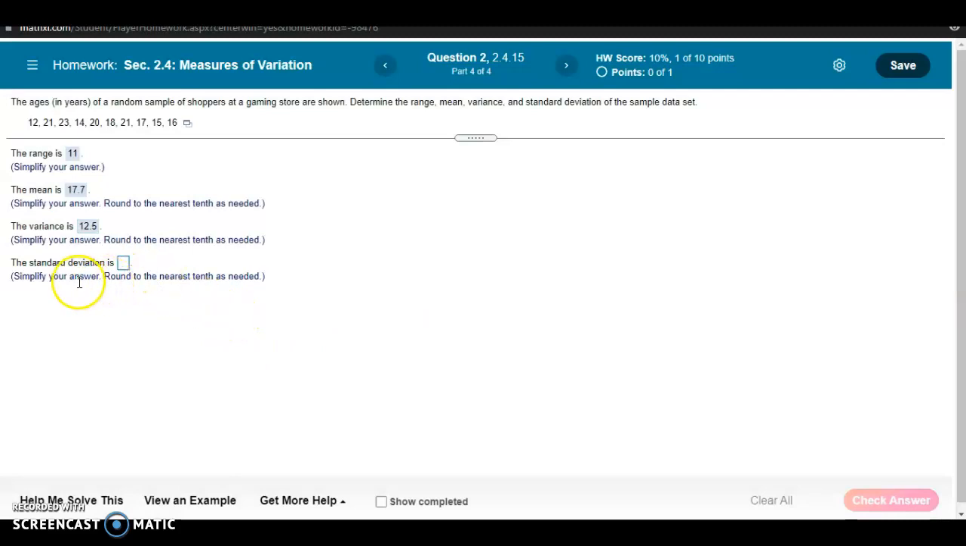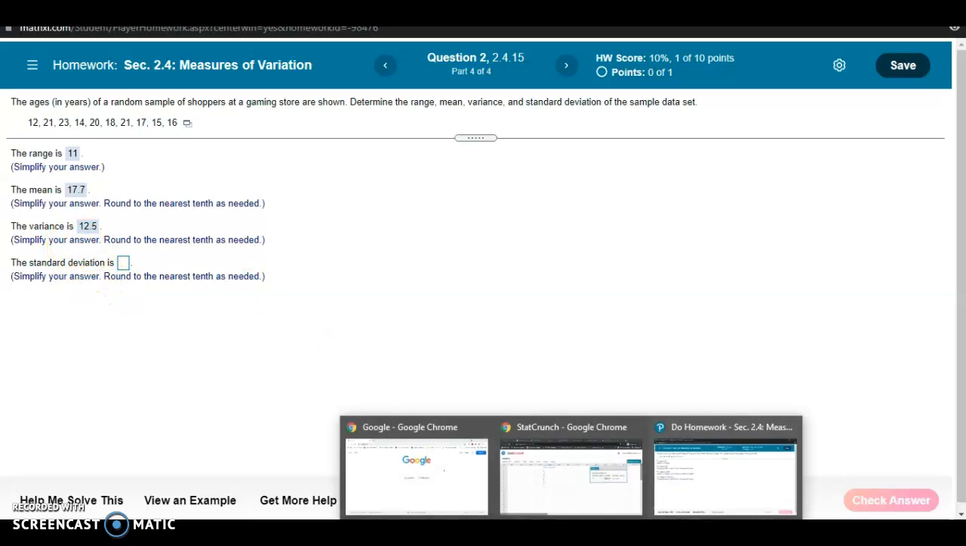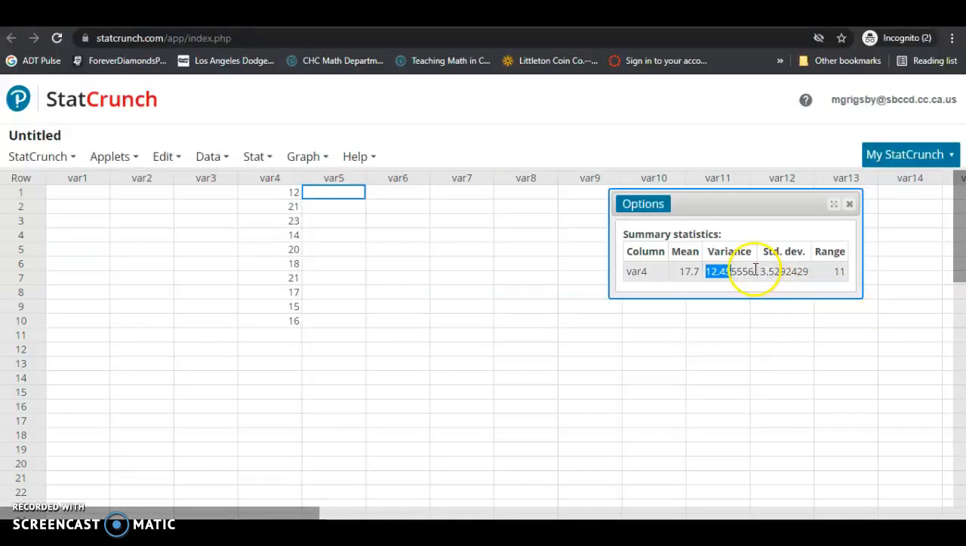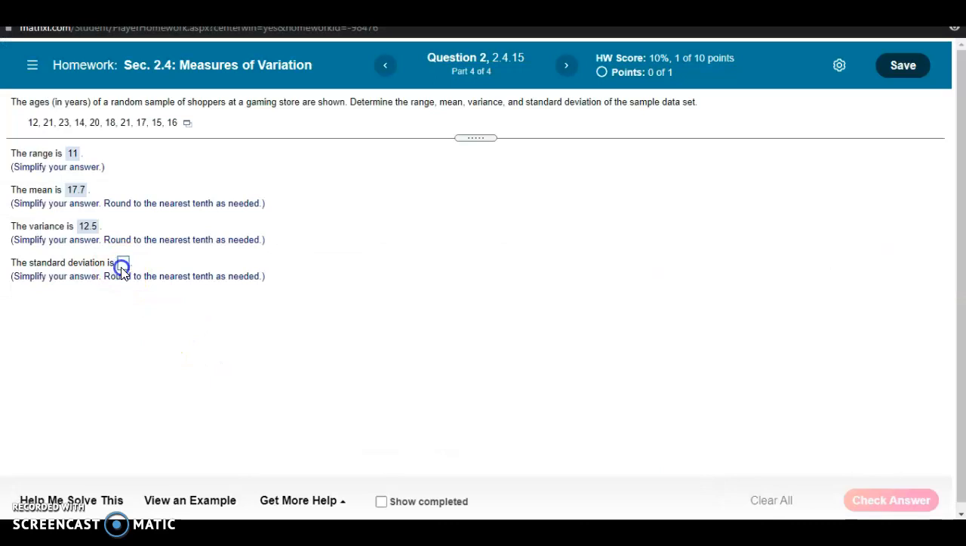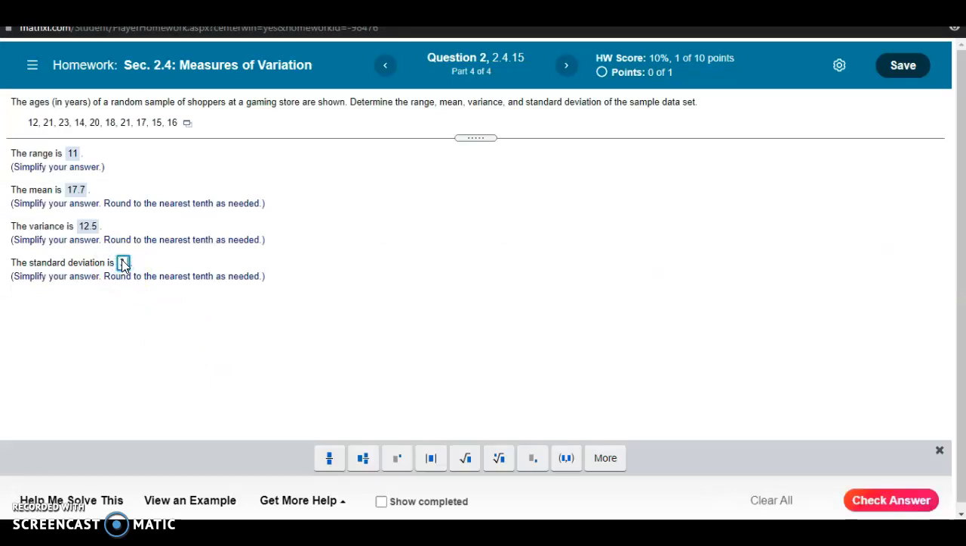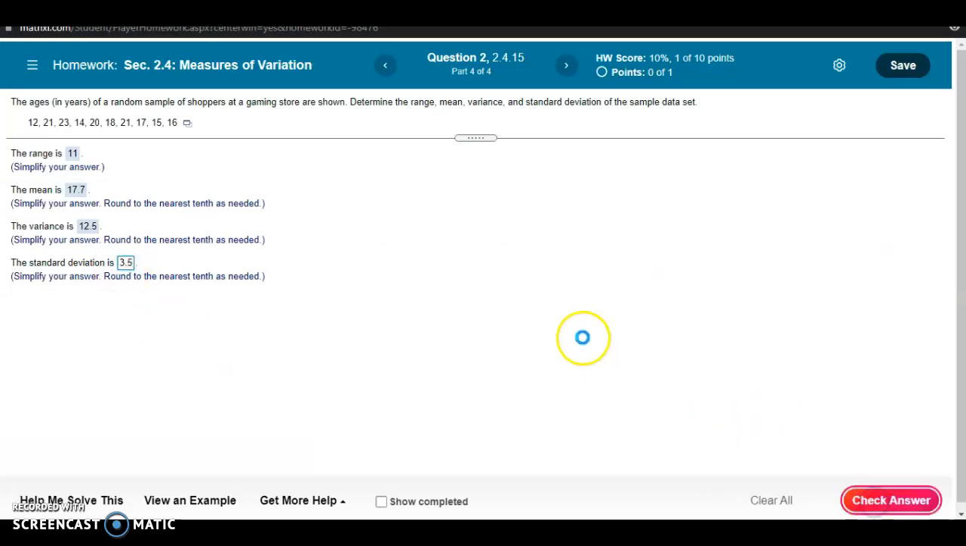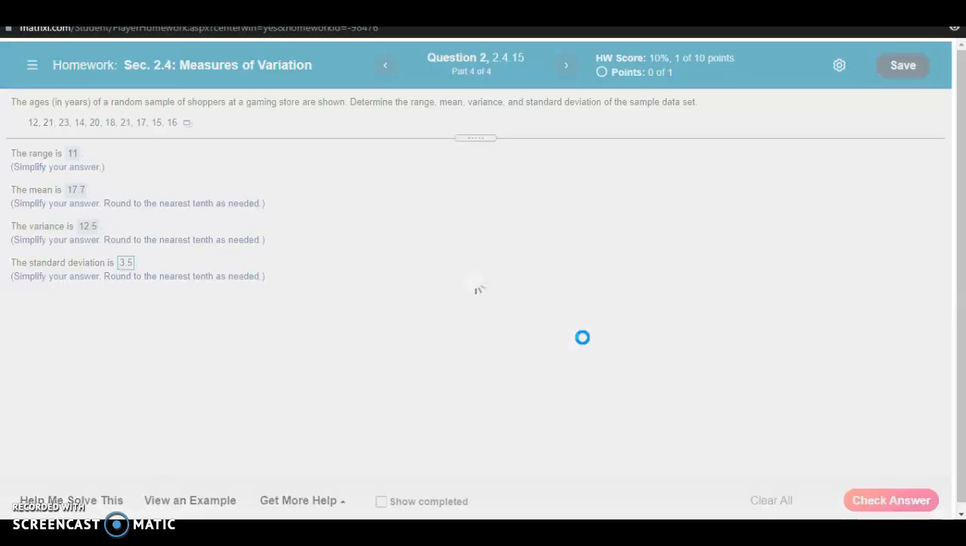Okay, and remember the standard deviation is the square root of the variance. But we don't need to do that because it gives it to us anyway. So the standard deviation to the nearest tenth would be 3.5. Okay, and that completes question 2 from the homework in section 2.4.